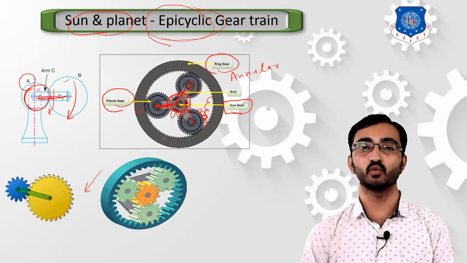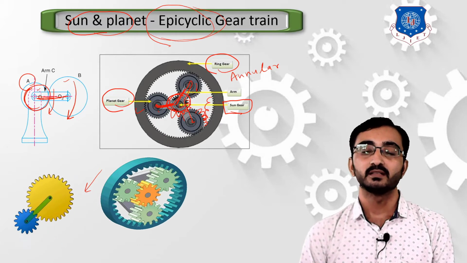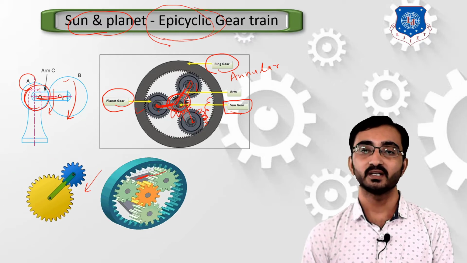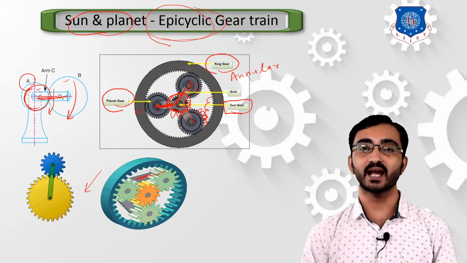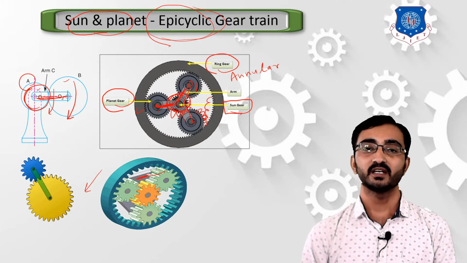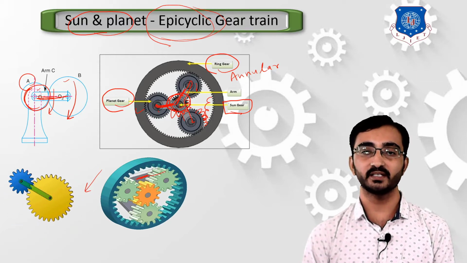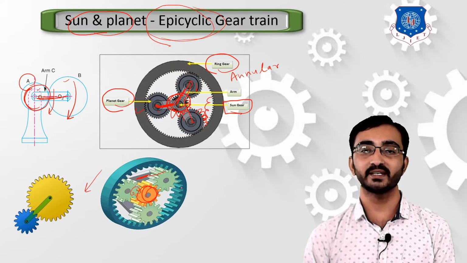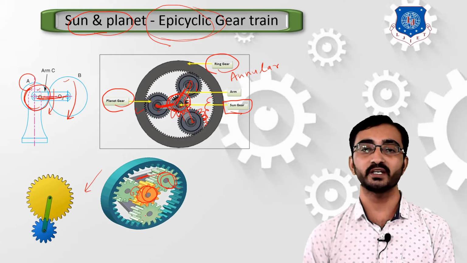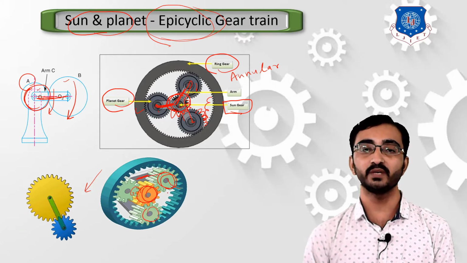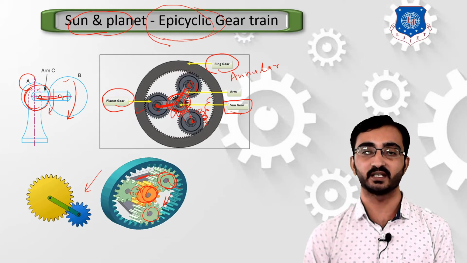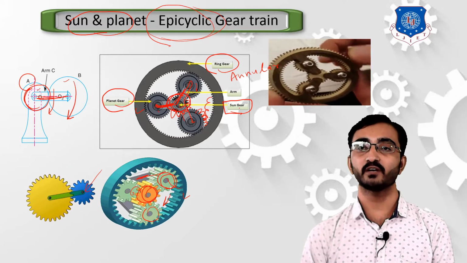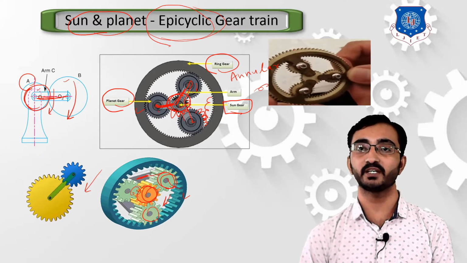Now, if you refer to the motion of this assembly, let's consider that the arm is fixed. In this diagram, if you fix the arm and give rotation to the central gear, the sun gear, then due to its rotation the planetary gears also rotate, but they rotate on their own axis. They are not moving around the periphery of the sun gear. But if you fix the rotation of the sun gear, you can refer to this diagram.